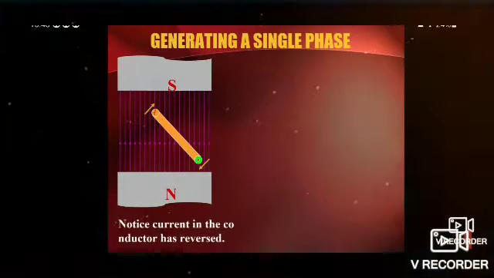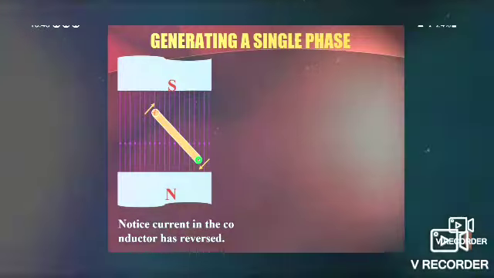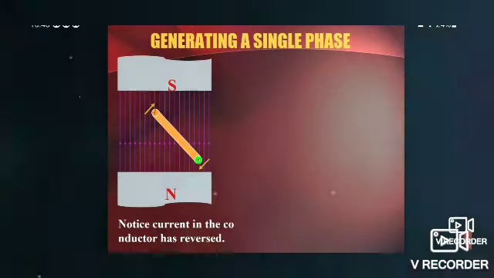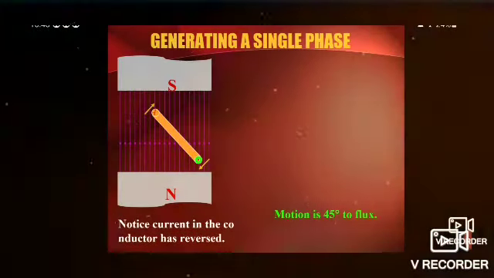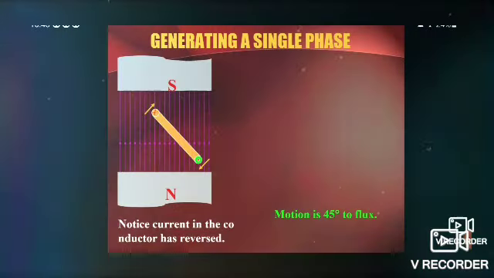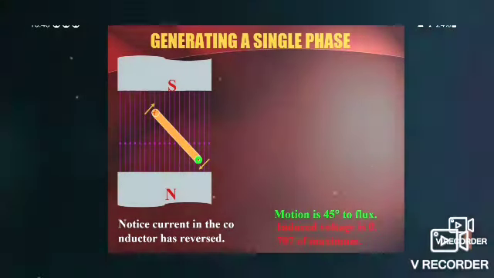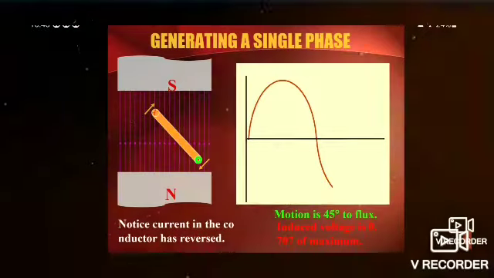Notice the current in the conductor has reversed. Now it is in the opposite direction. So the motion is 45 degree to the flux, but in the opposite direction. So now it is a negative value.